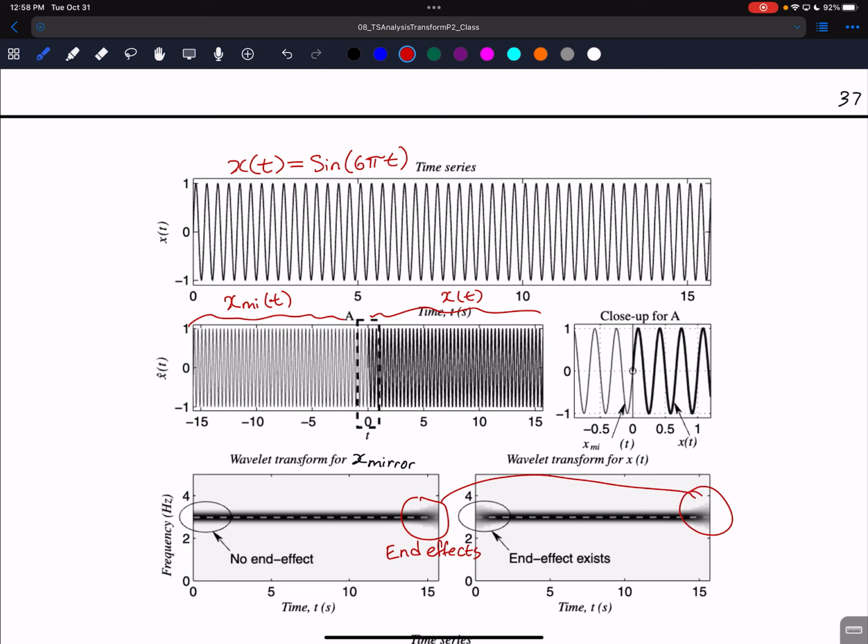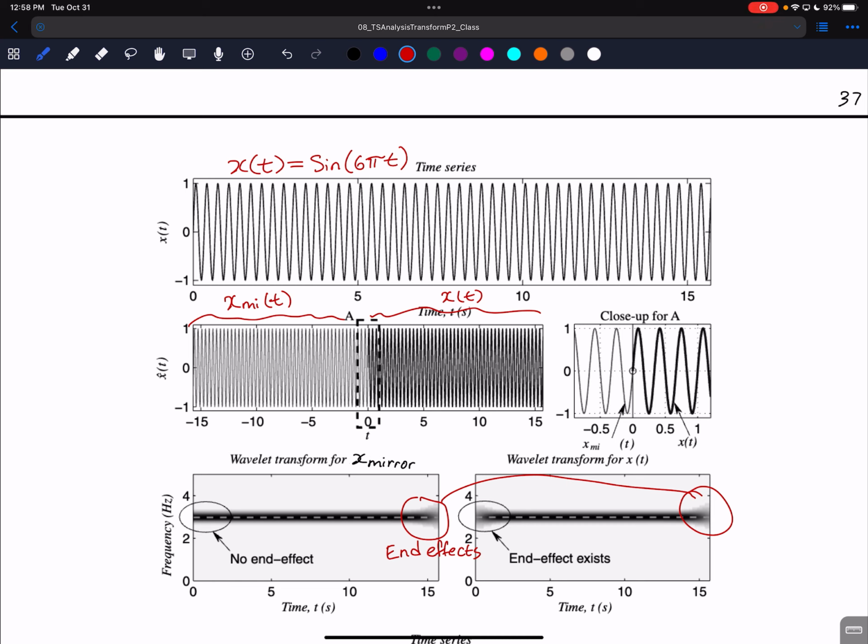Also there as well. On the right is the wavelet transform of just the original signal, and you can see that we get these end effects both in the beginning and at the end of the signal. So the mirroring gets rid of these effects effectively. That's the whole idea.